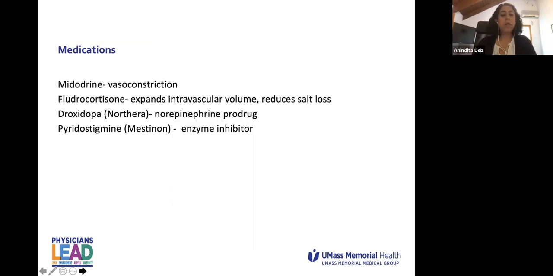So getting into the medication options for treating NOH. And so there are multiple options here.